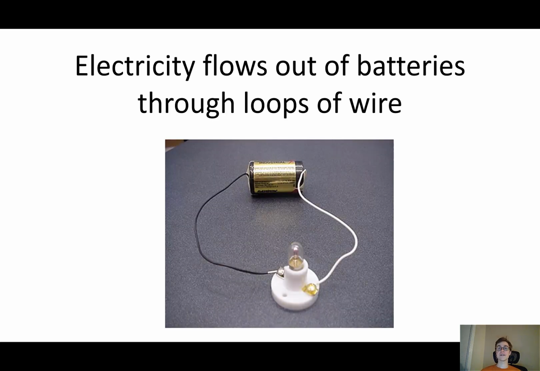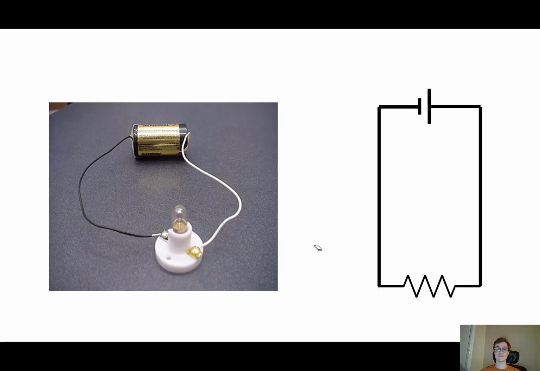As a reminder, electricity flows out of batteries through loops of wire. Electrons leave one end, they move through the wire until they reach something that takes their energy away, it slows them down, and then they go back into the battery on the other side. So they move in loops.